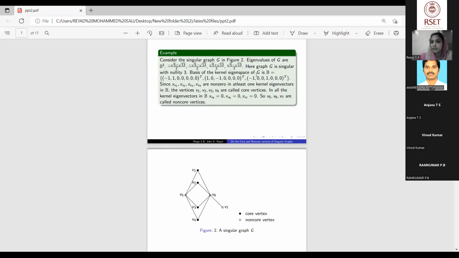The basis of the kernel eigenspace of G is a set of 3 vectors: (-1, 1, 0, 0, 0, 0, 0) transpose, (1, 0, -1, 0, 0, 0, 0) transpose, and (-1, 0, 0, 1, 0, 0, 0) transpose. Since xv1, xv2, xv3, xv4 are non-zero in at least one kernel eigenvector in B, the vertices v1, v2, v3, v4 are called the core vertices. In all the kernel eigenvectors in B, xv5 is 0, xv6 is 0, and xv7 is 0. So v5, v6, v7 are called the non-core vertices.